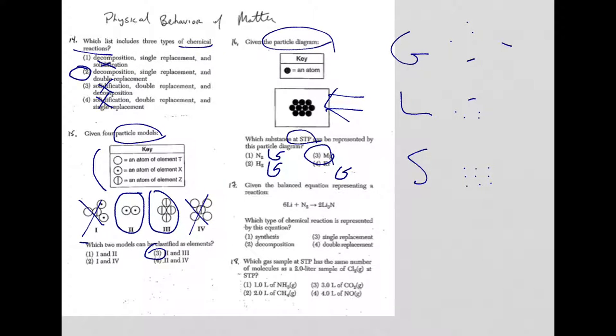Also, there are two liquids at STP, one liquid metal, mercury, and one liquid nonmetal, bromine. Again, check out the notes on matter. Make sure you know them.